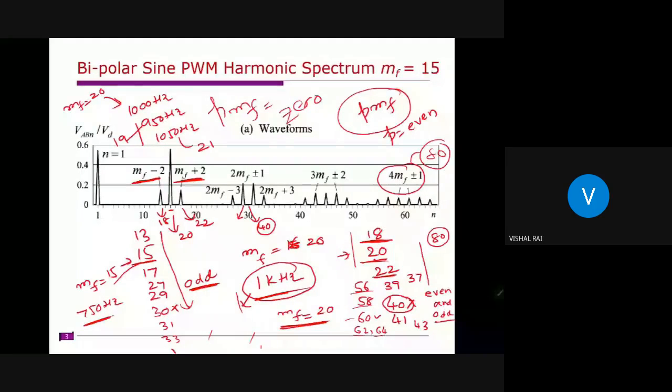Is that clear? When you are using a bipolar sine PWM technique, it is always preferred to use MF as an odd number, so that in the harmonic spectrum, these even order harmonics will be eliminated. That is the point you need to remember.